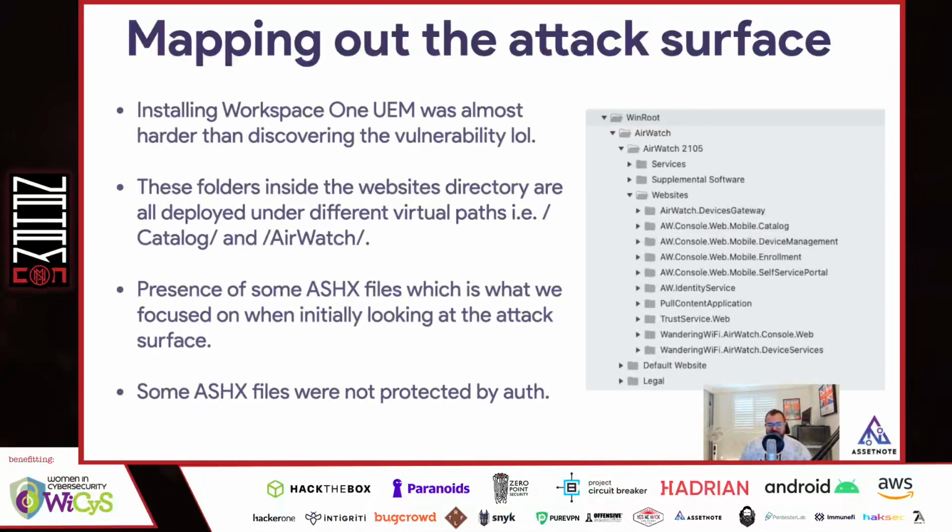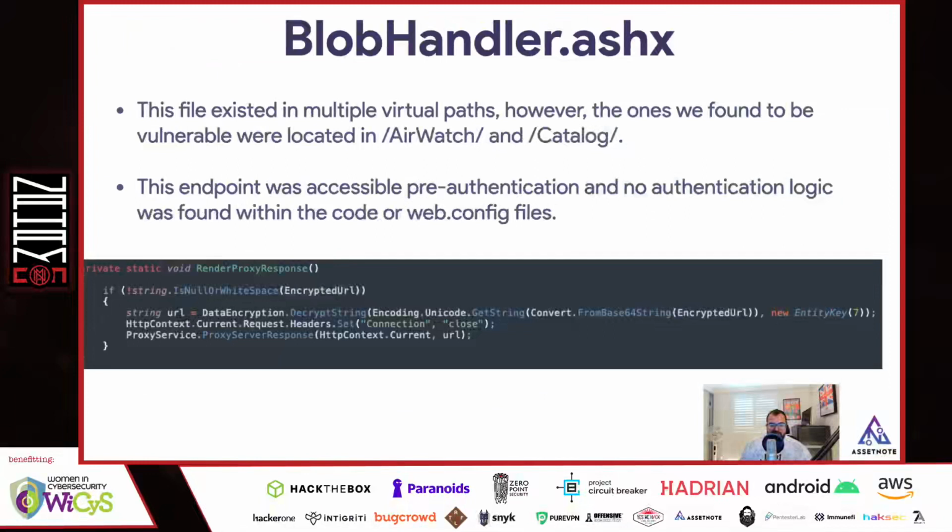These folders inside the websites directory were deployed under different virtual paths. So you can see on the right hand side there's all these different websites like devices gateway, catalog, device management. They all had different virtual paths when configured through IIS. And there was some presence of some ASHX files, which is what we focused on initially when looking at the attack surface. Some of these ASHX files weren't protected by authentication.